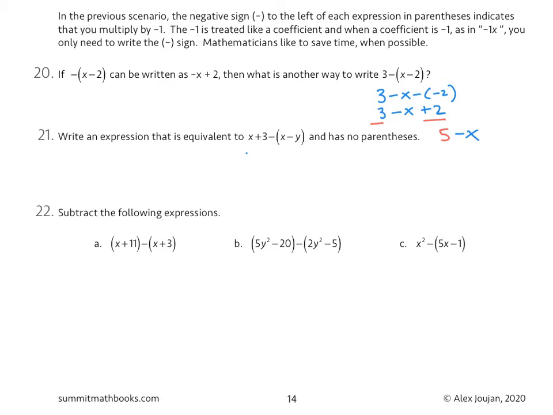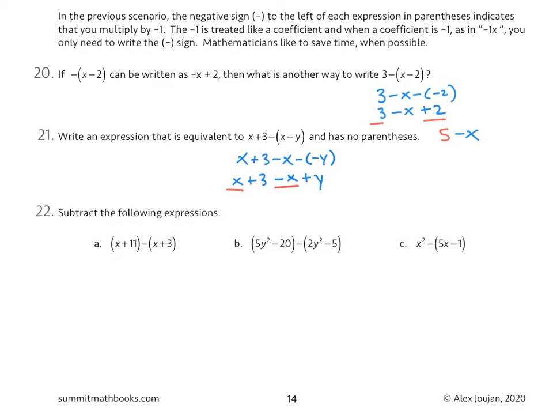Before I do that, I'll bring down the x and the plus 3. Now I can subtract x and then subtract negative y. Minus a negative y can be written as plus y. And I can bring down the other terms, x plus 3 minus x. If there are terms I can combine, I can do that now.